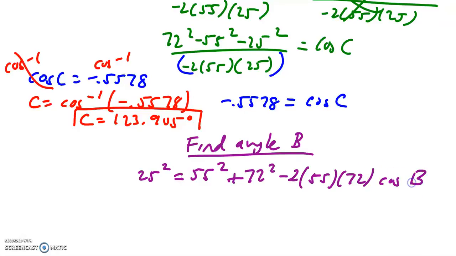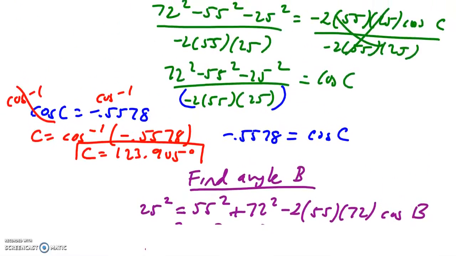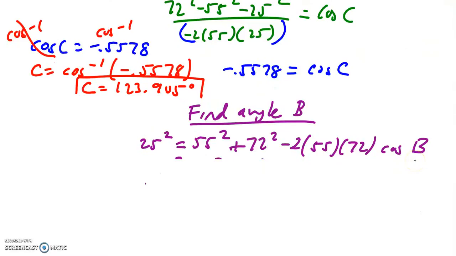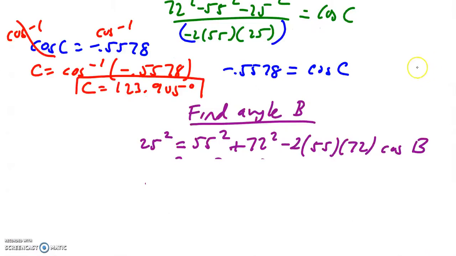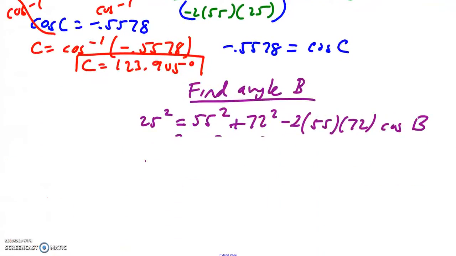cosine of B. So what I'd like you to do, just like last time, is isolate the cosine of B, and plug everything into your calculator and see if you can find B on your own. Keep in mind, once you find angle B, you can find angle A because you know that a triangle adds up to 180. So please pause the video now and try this on your own.